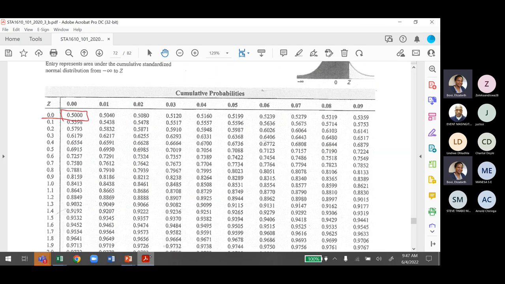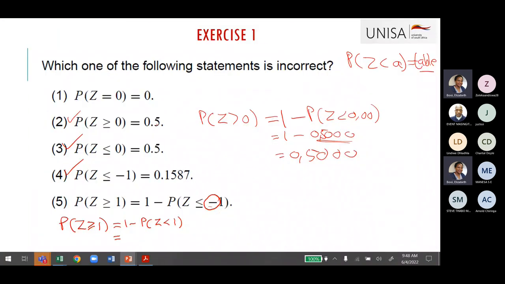You'll go to the table, you'll go find 1.00, which is 0.8413, right? 1 minus 0.8413. And you solve that. What is the answer? 1 minus 0.8413, which is 0.1587.